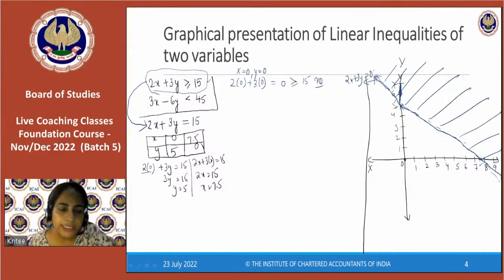So I took x and y equal to 0. I substituted the value of x and y in the given question. I get an answer, but my answer for LHS is supposed to be greater than RHS. 2x plus 3y should be greater than 15. It should be like this, but I am getting less. I am getting 0, which is less than 15. So this point 0, 0 is not fulfilling the condition which is required in this inequality.